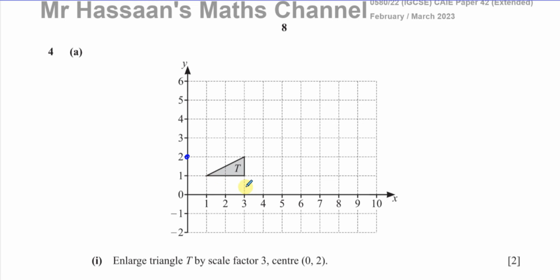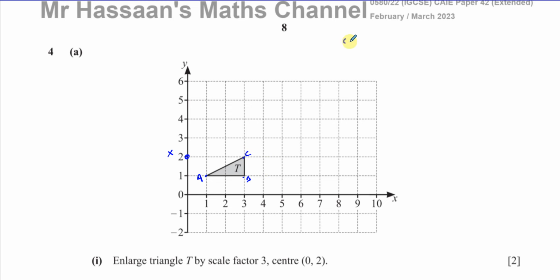Now, how do you enlarge this by scale factor 3? There are lots of different ways you can do it. Personally, I like to use vectors because I find it much easier. So I'm going to consider these 3 points here. I'm going to call this point X, which is the center of enlargement. I'm going to call this point A, this point B, and this point C.